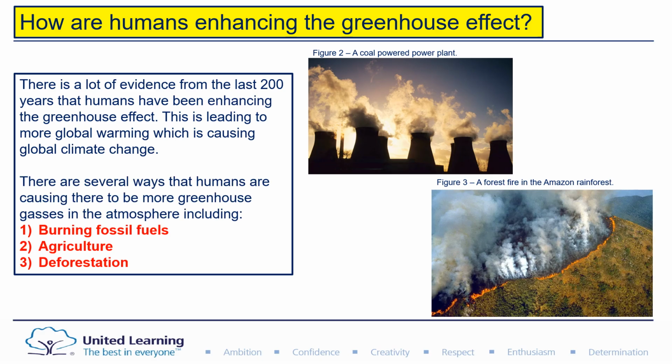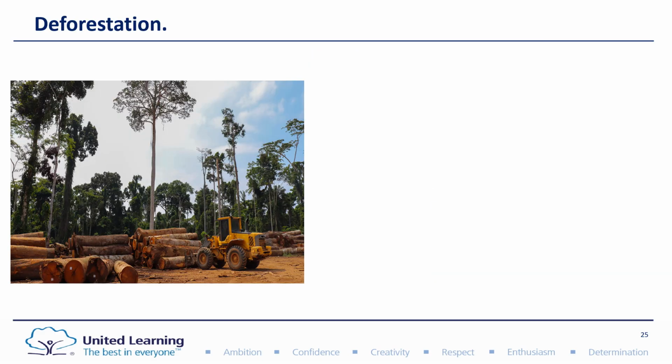Okay, so first I'm going to talk about is deforestation. Okay, the knowledge you need to write down. Humans deforest rainforests in Brazil each year. 1.3 million trees are cleared.